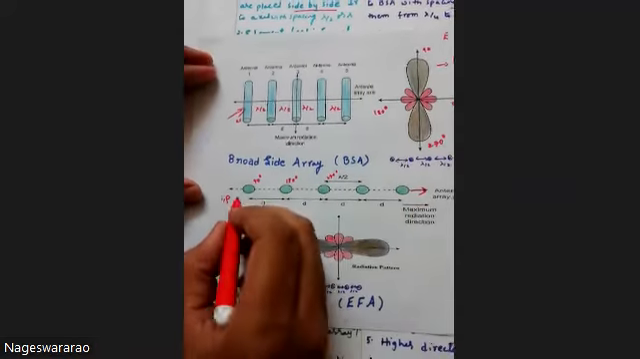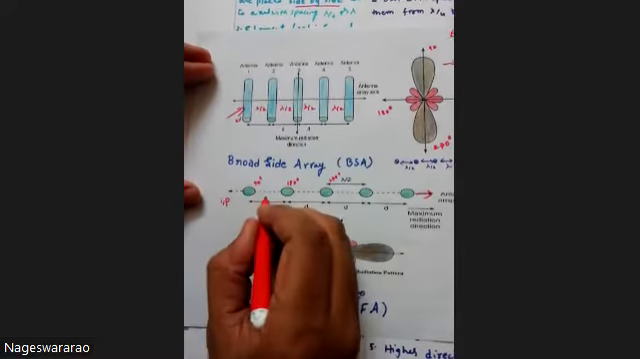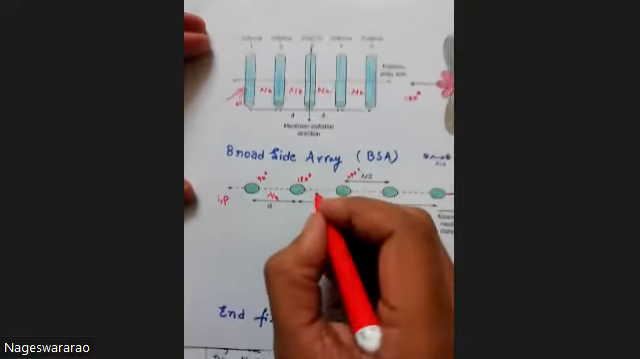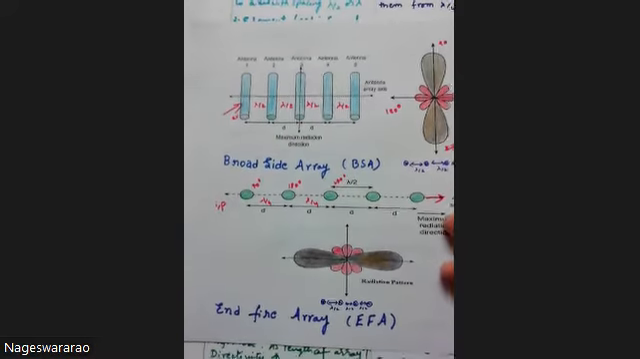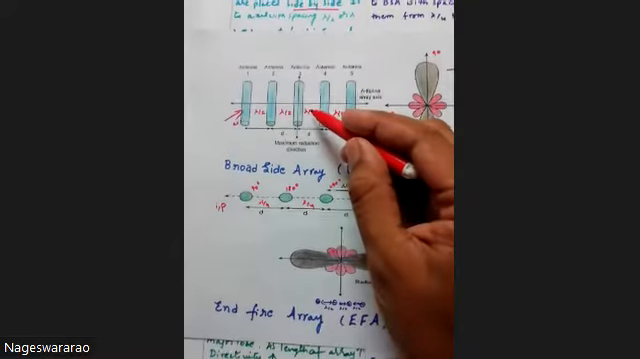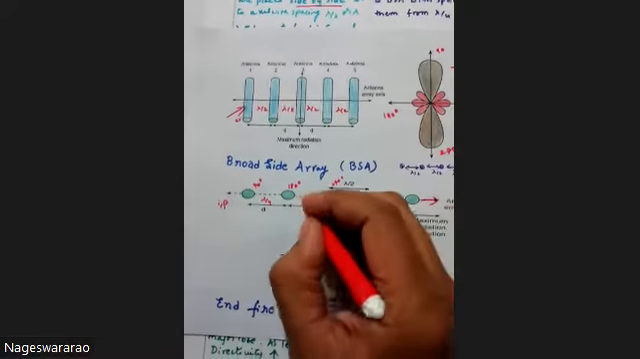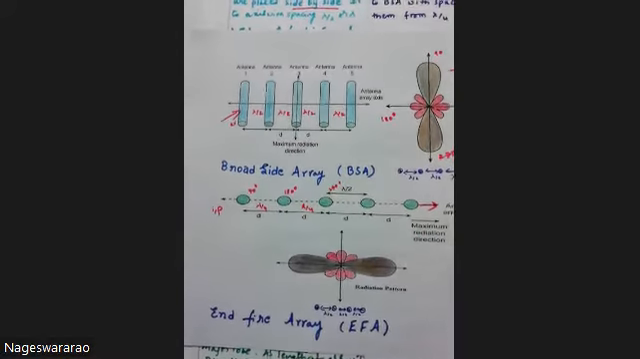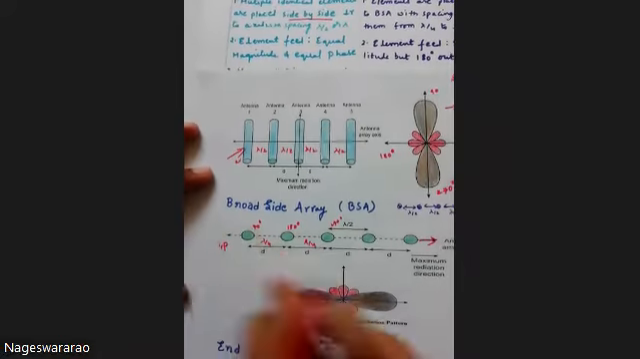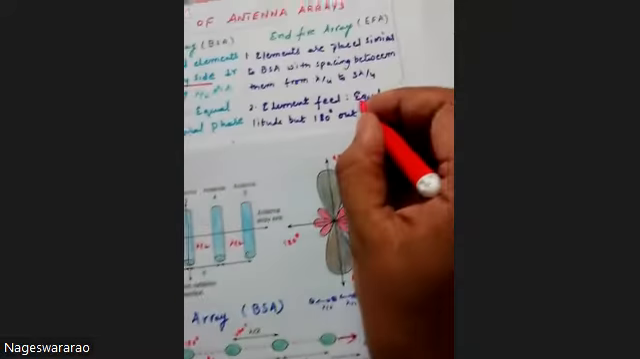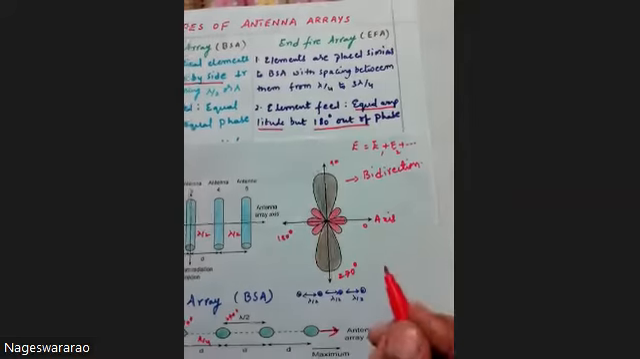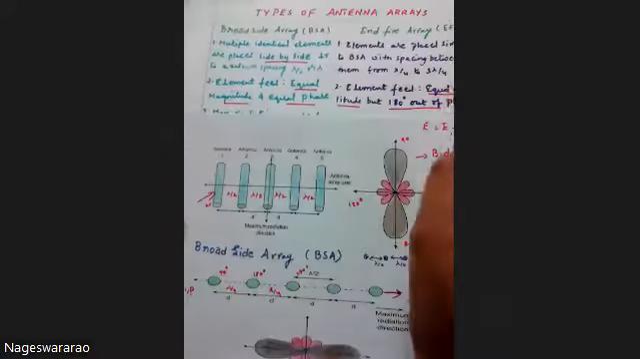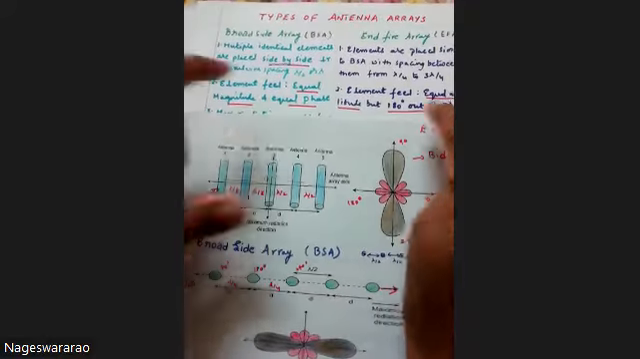And here the spacing between each and every element, we can choose either lambda by 4 or 3 lambda by 4. It's a little bit different from the broadside case. There we have chosen lambda by 2, but here we are going to choose lambda by 4. A slight difference. Okay. So in this case, our feed is equal magnitude or amplitude with a phase shift of 180 degrees. But for the case of broadside, it is equal magnitude, equal phase. Only this point is varied for both of them.